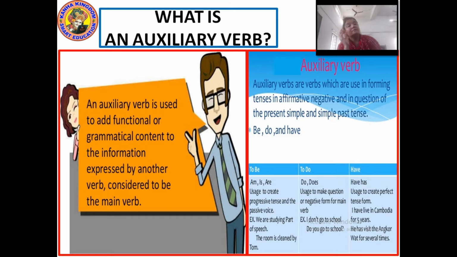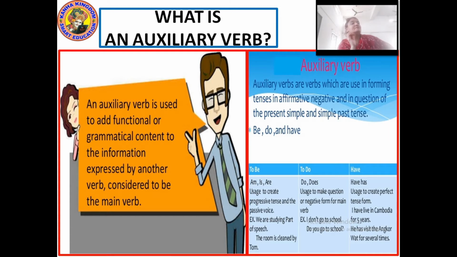Verb plus ing shows that it is a continuous tense. Next, is, am, are are used to create passive voice sentences also. In higher classes you will learn about active voice and passive voice. For example, the room is cleaned by Tom. In the passive voice we use by. Here the auxiliary verb is used, and the main verb is added with ed, which means it is the past participle.